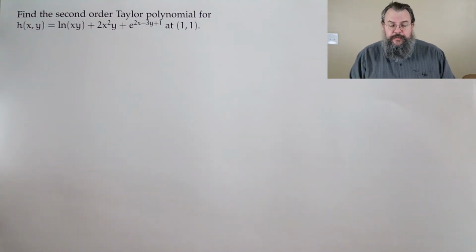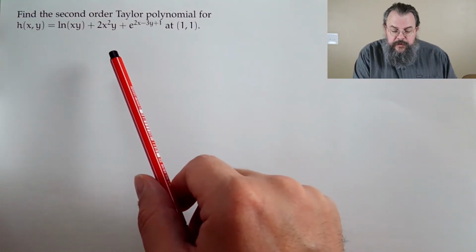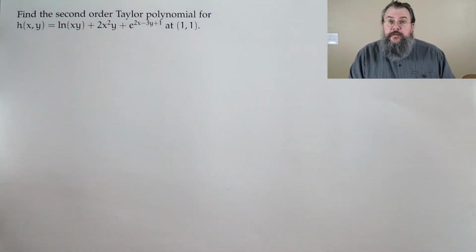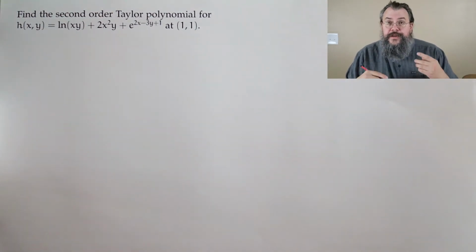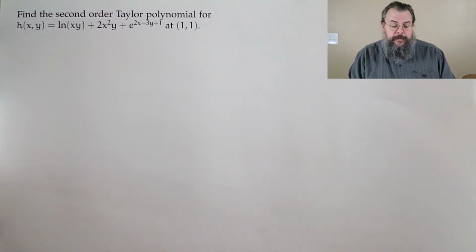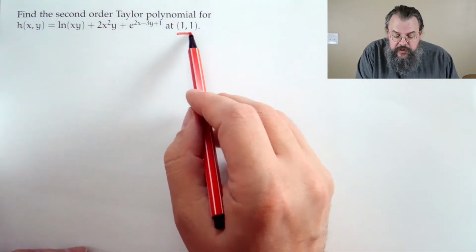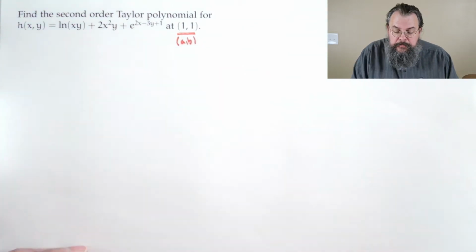Find the second order Taylor polynomial for this function: log of xy plus 2x squared y plus e to the power 2x minus 3y plus 1 at the point (1, 1). Now, what do we do? Well, let's just remember what the second order Taylor polynomial looks like. So, we have to specify a point. So this (1, 1) is acting as our point (a, b).